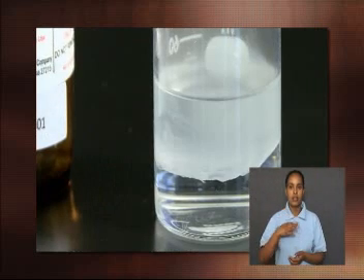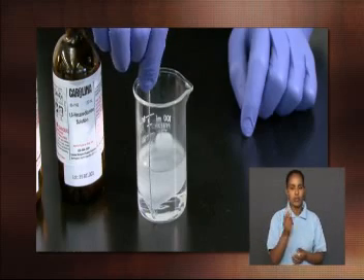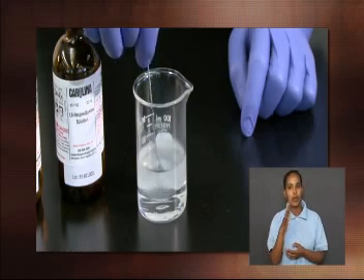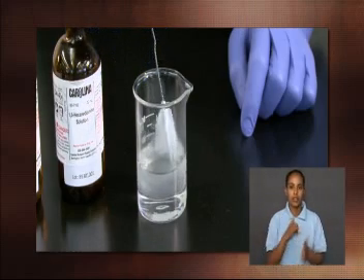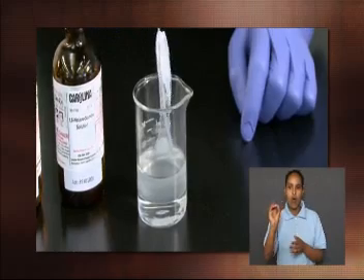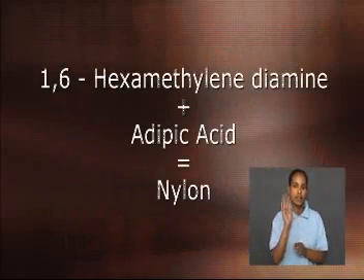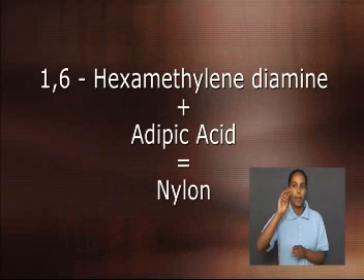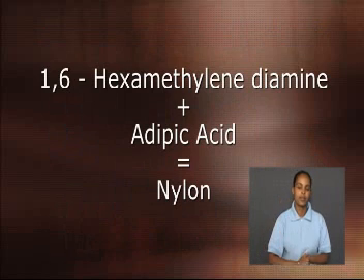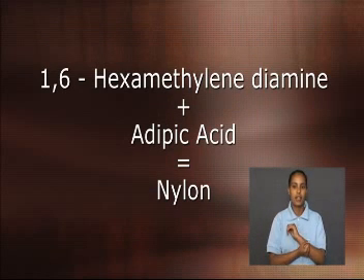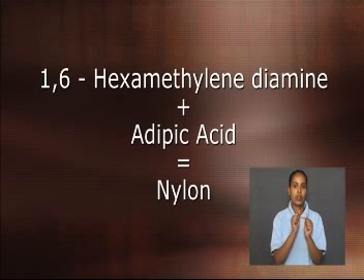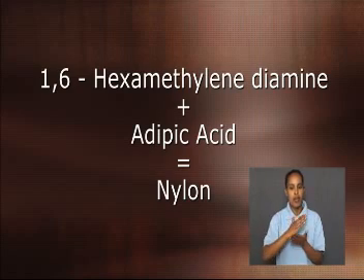Nylon 6,6 is one of the most common types of nylon. It is a copolymer and is prepared through the condensation of 1,6-hexamethylene diamine and adipic acid. The base amine reacts with the acid to form a salt. The process of heating removes water and forms the amide bonds.